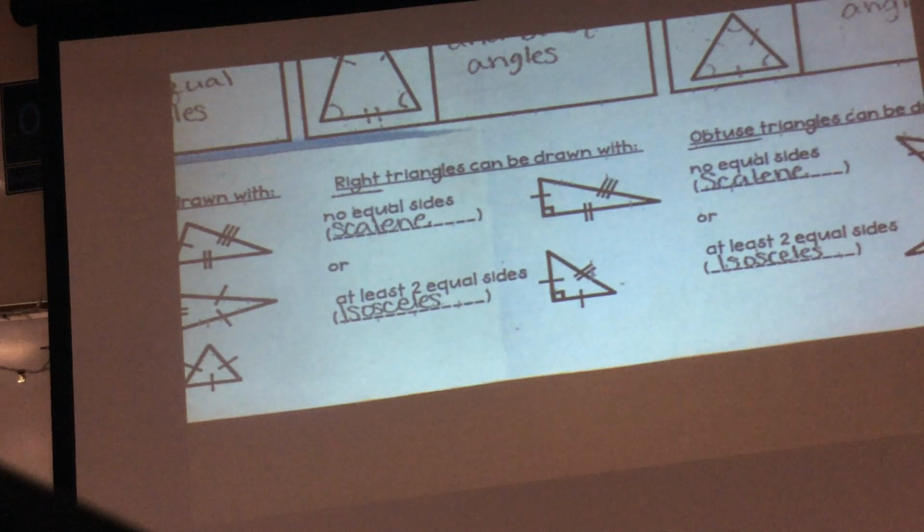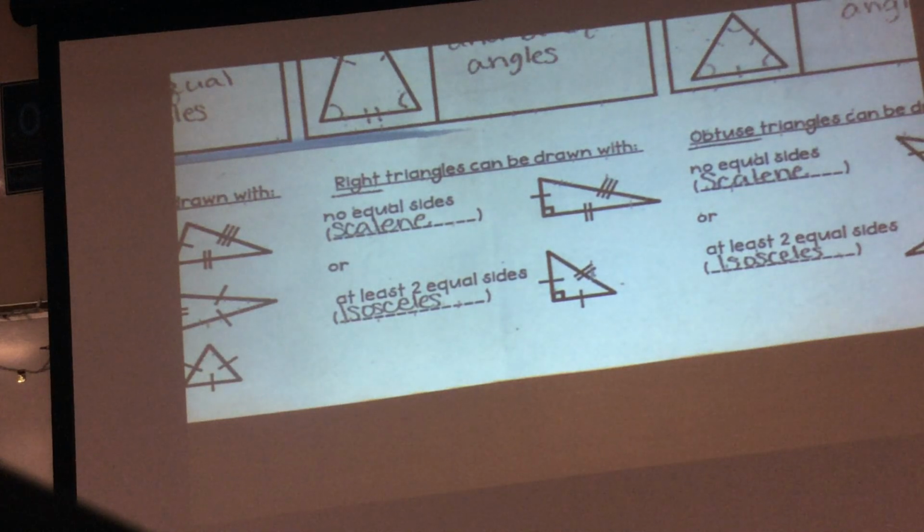So if I had 90 plus 90 plus 90, how many degrees is that? That would be 270. You no longer have a triangle. Could you have a triangle with 2 right angles? No, because 90 plus 90 is 180. That's already the full amount of degrees in a triangle, right? You still need 1 more angle to make 3 angles for a triangle, right?